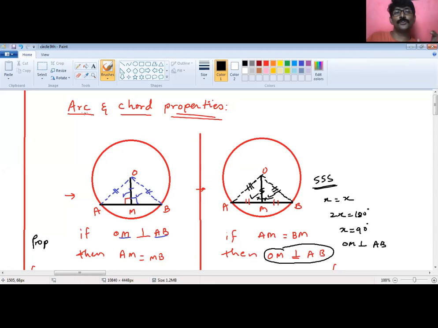Now, we are going to learn with these arc and chord properties. First of all, you should know what is the meaning of arc and what is a chord. Which I have already explained to you. Chord is nothing but the line segment joining any two points on the circumference.